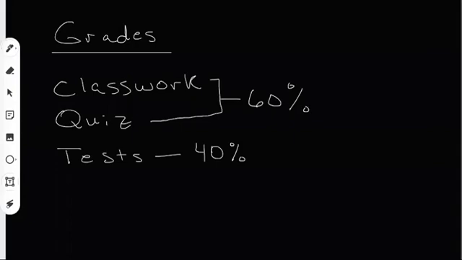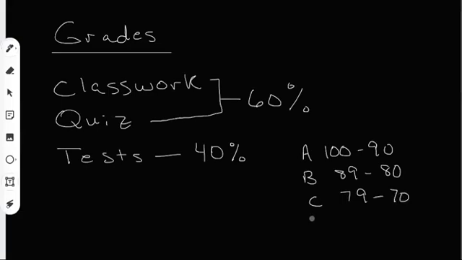The grading scale has not changed from last semester. So the grading scale is still going to be A, 100 to 90, B, 89 to 80, C, 79 to 70, D, 69 to 60, and then F is going to be 59 and below. 59 and below.